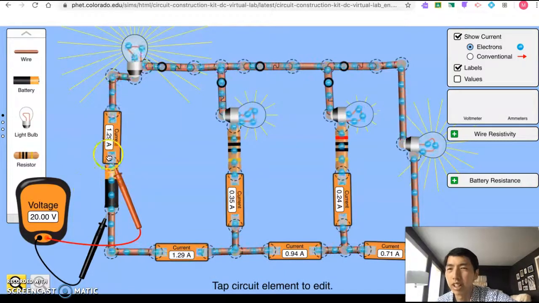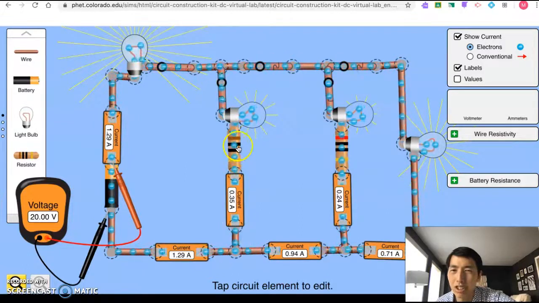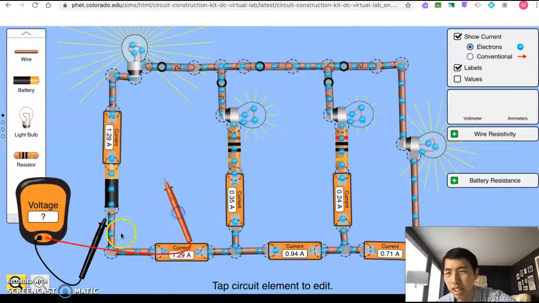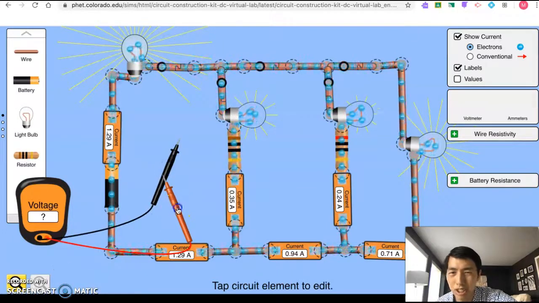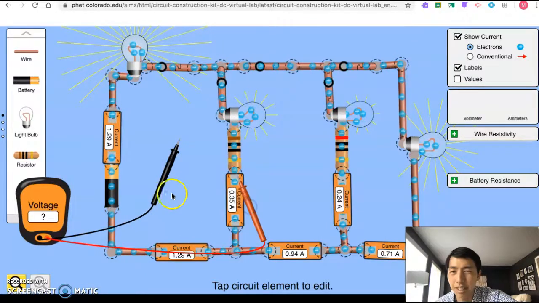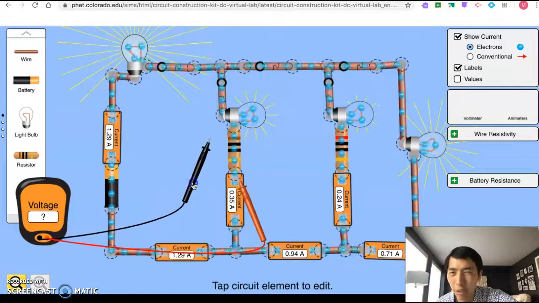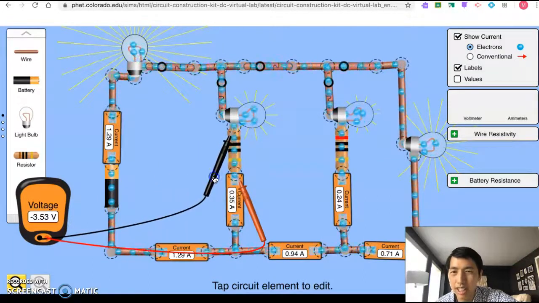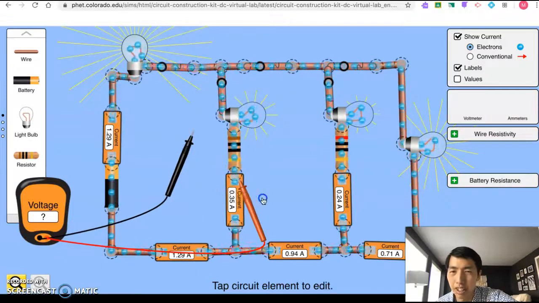All right, now let's look at the first loop. So in the first loop, what is there? There's a resistor, a light bulb, and another light bulb. So if I do the voltages of all three of them, they need to add up to 20, which is what the battery is giving. So let's make sure. We're going to have to keep some numbers in our heads here because I've only got one voltmeter. So this is negative 3.53 for the resistor. Now I'll move to the light bulb.